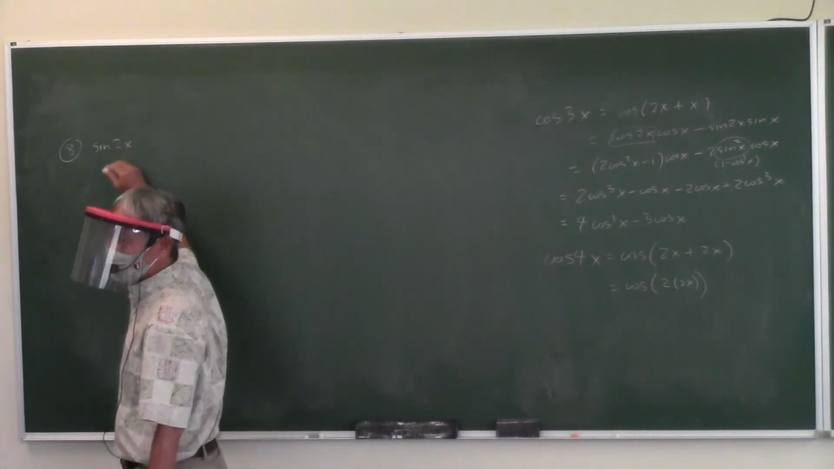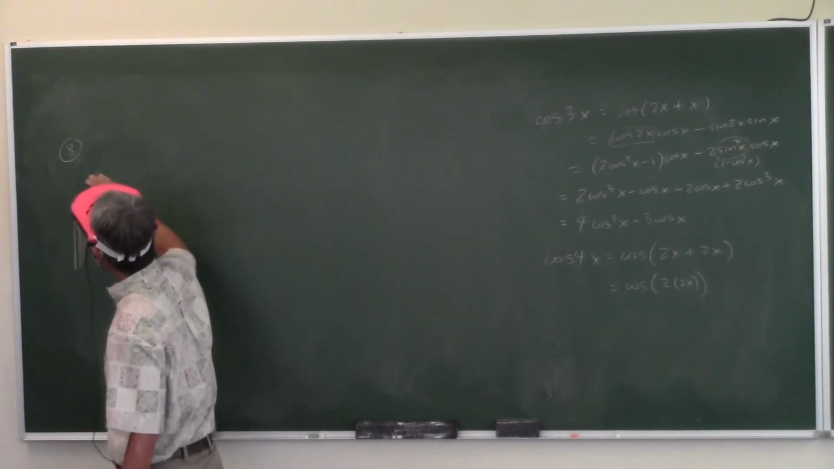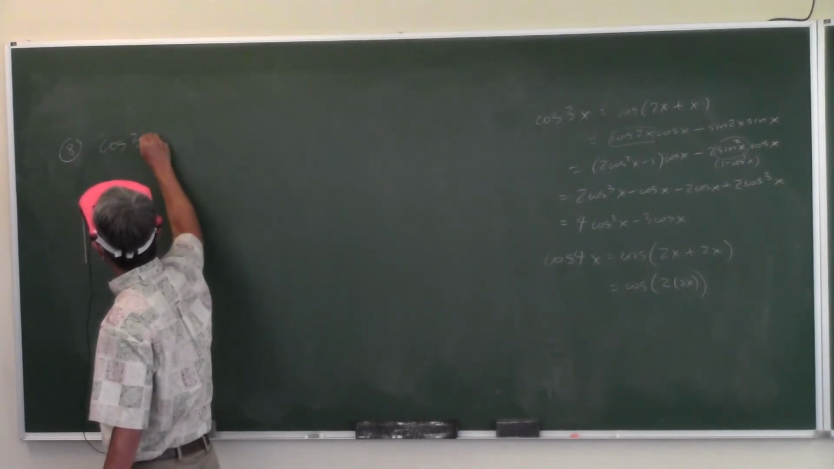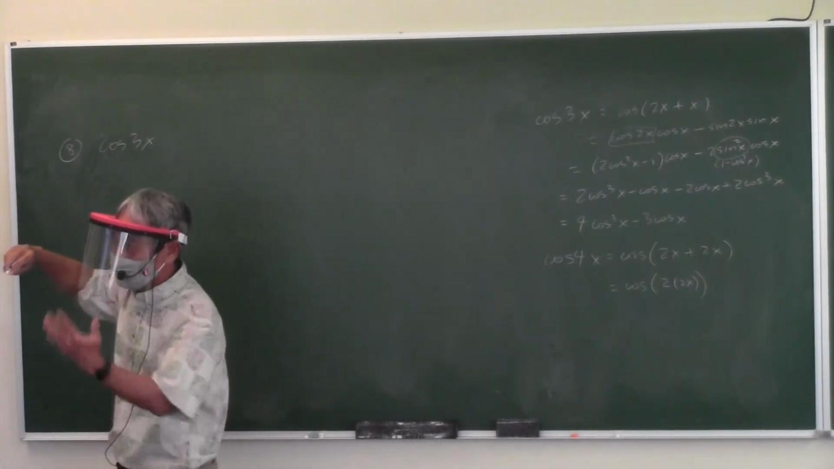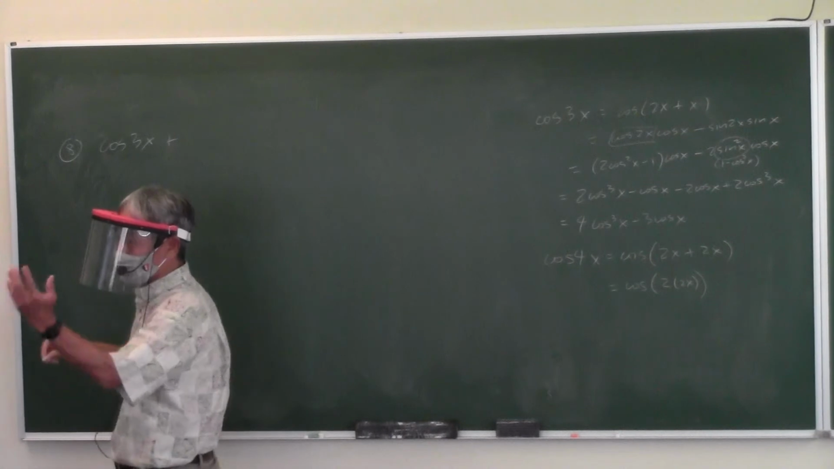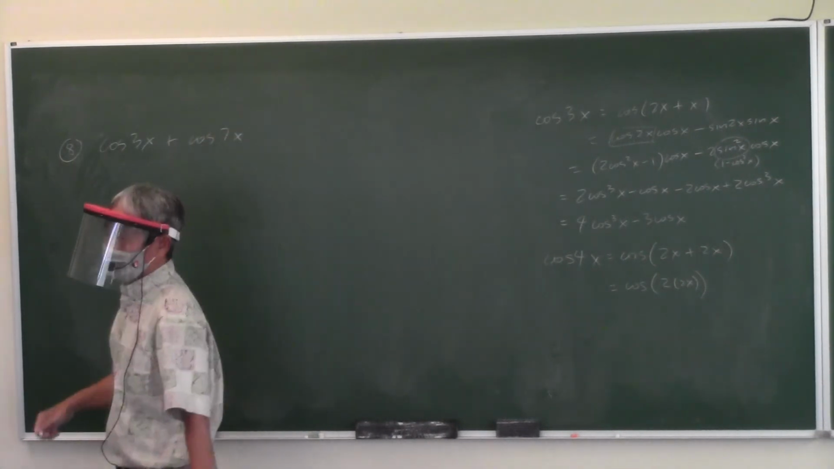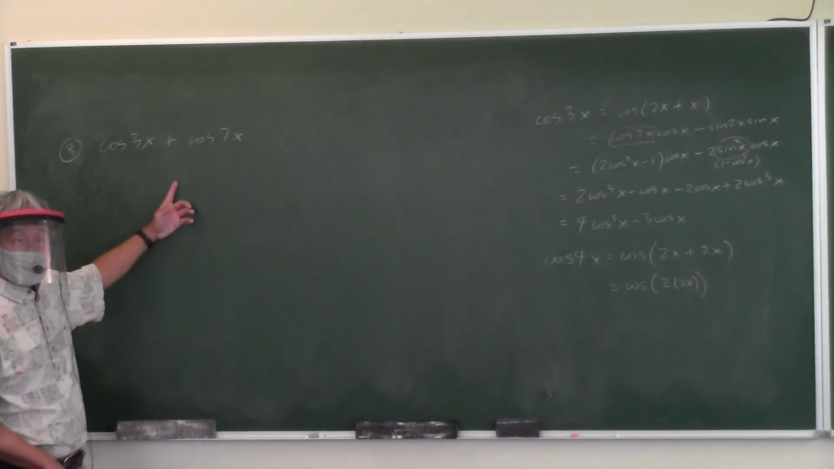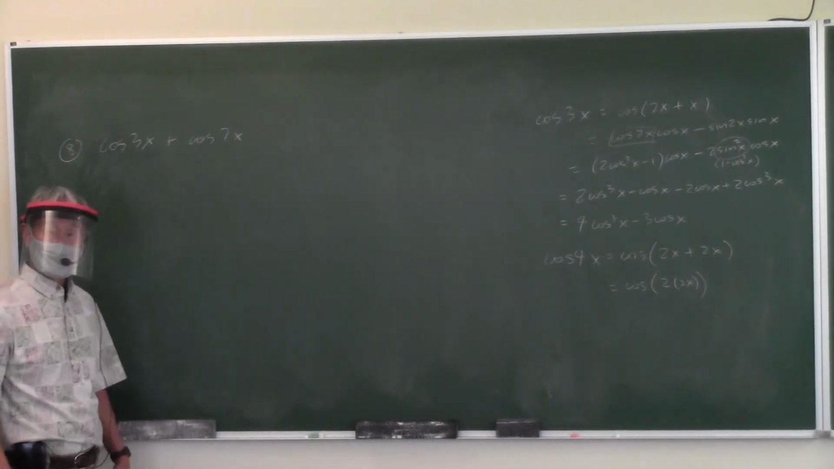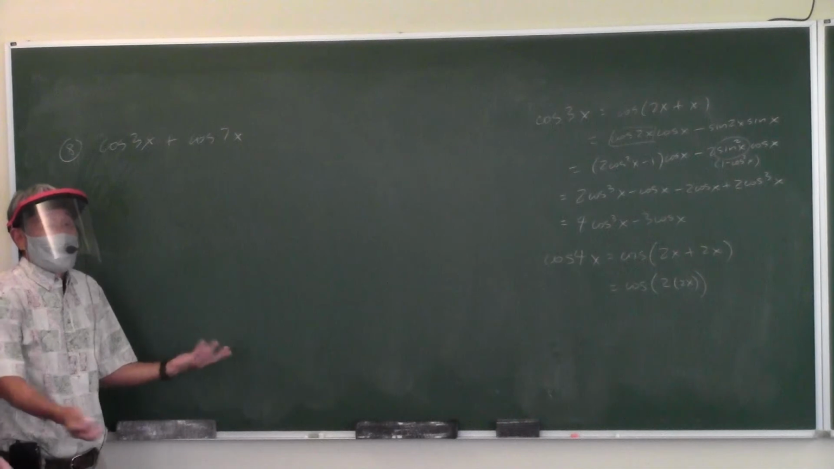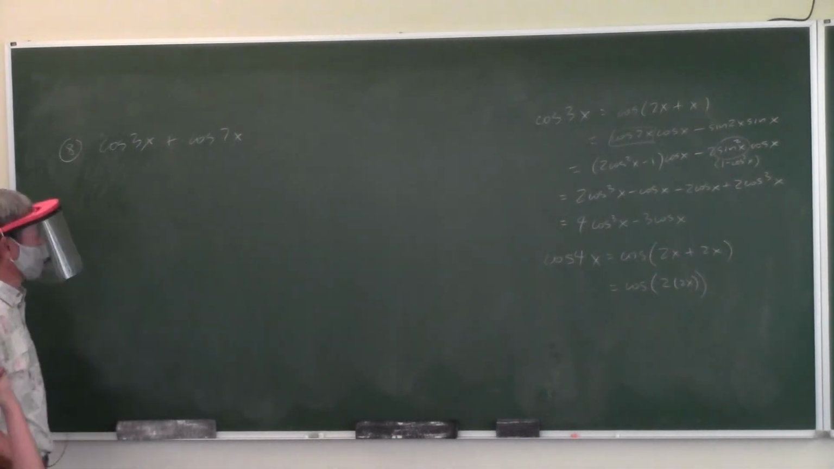Okay, so I'm not going to do the same problem. Cosine 3x plus cosine 7x. See how I just changed the numbers? This is how I make a quiz. I look at the problem, and then I go, how about cosine 7x? So right now it's a sum, right? How do you change this into a product? And why would you want to do that? Well, let's do it first, and I'll show you why.